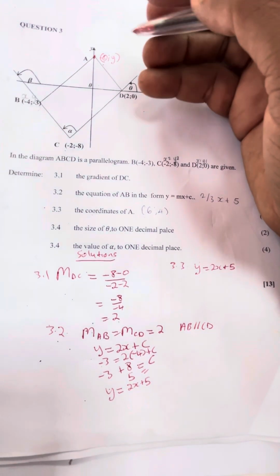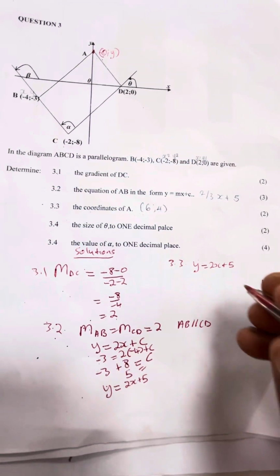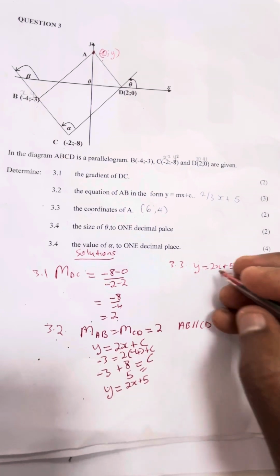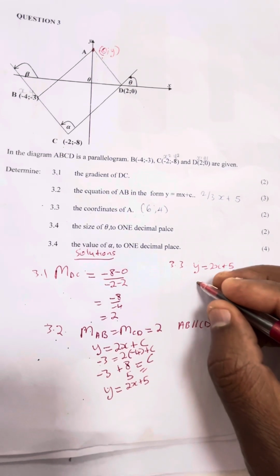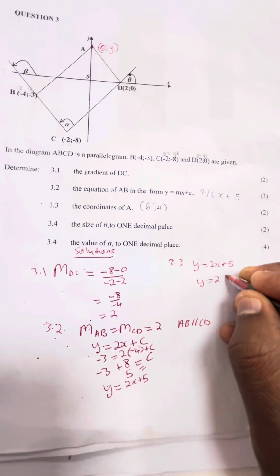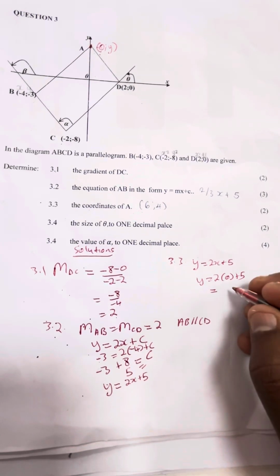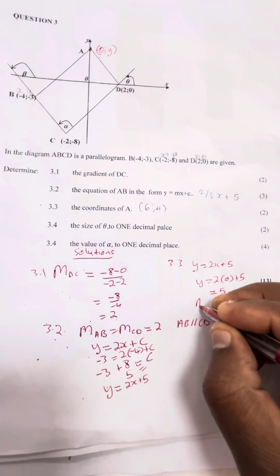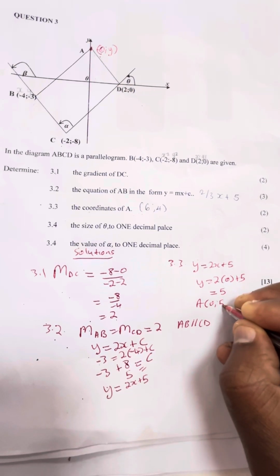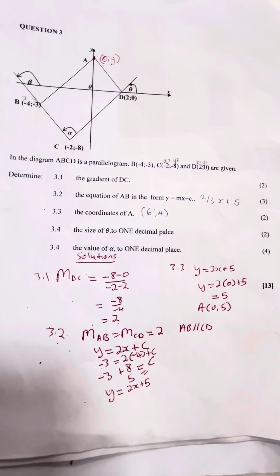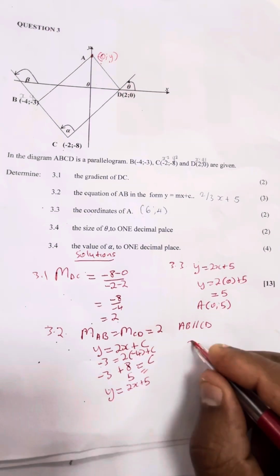So now we are going to say x will be 0. This will be y equals 2 times 0 plus 5. So our y is equal to 5. Therefore, the coordinate of A is 0 and what? And 5. Done. Let's move to 3.4.